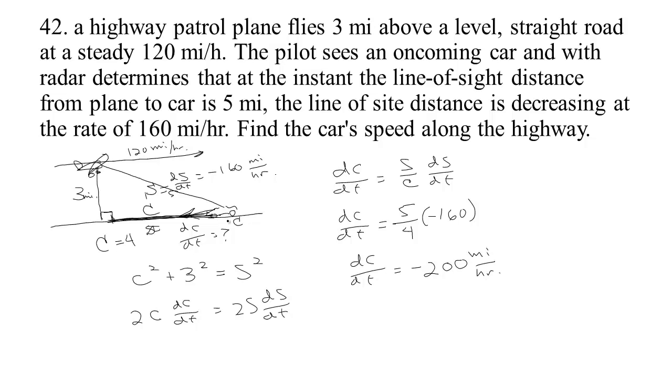We said this is just the rate at which the shadow of the plane and the position of the car are approaching along the highway, right? But we know the plane is responsible for 120 miles per hour of that. So the gap between them is closing at a rate of negative 200 miles per hour, but the plane is responsible for 120 of that. So the car's speed must be the rest. The rest of that would be negative 80 miles per hour. So the car is moving at 80 miles per hour.